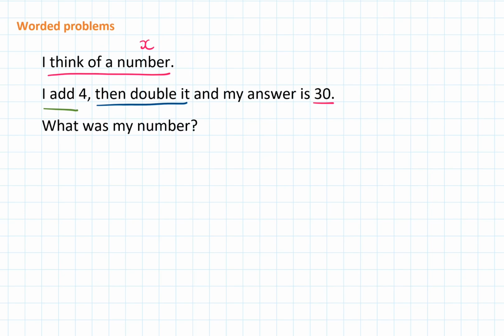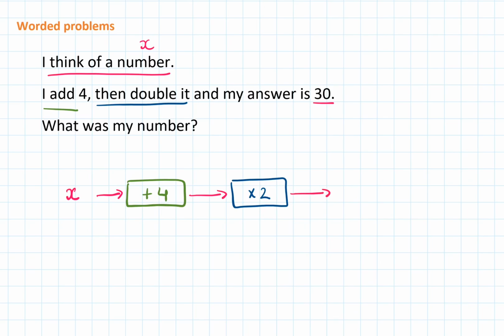We can represent this whole question on a function machine. Let's follow the text. We started with x, we added 4 to it, and then we doubled it. Doubling means multiplying by 2. So we have multiplied the result of the first function by 2, and the final output will be 30.